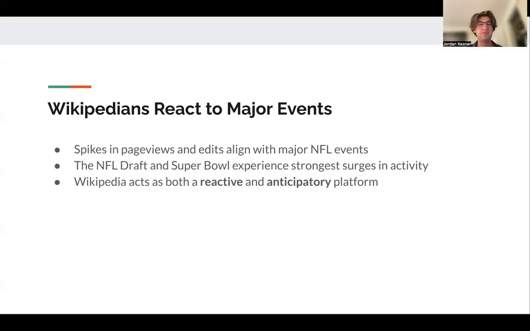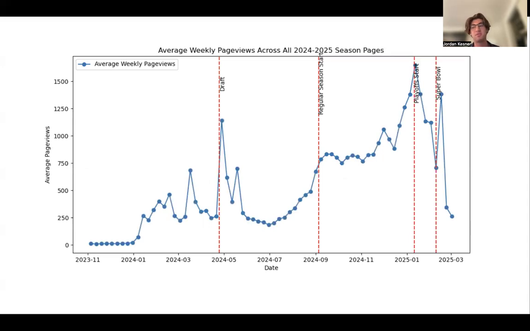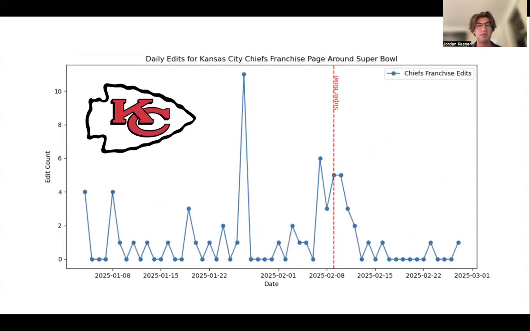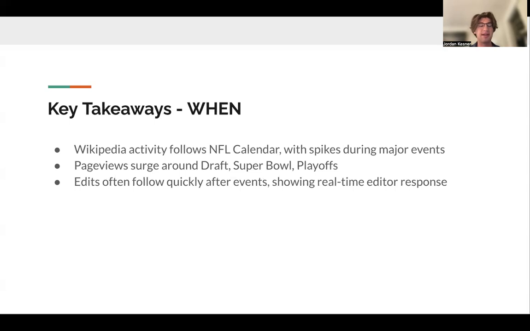Looking at the when, what I found is that spikes in page views and edits align with major NFL events. The NFL draft and the Super Bowl act as strong indicators of surges in activity. Wikipedia is seen as both a reactive and anticipatory platform. You can see some of these major spikes around major events in terms of editing activity and user viewing activity. These are some of the key takeaways from this part of the analysis.